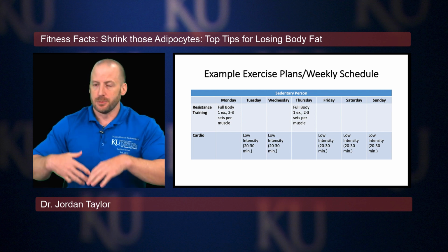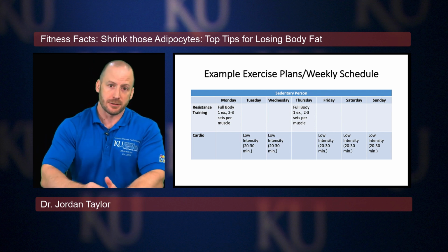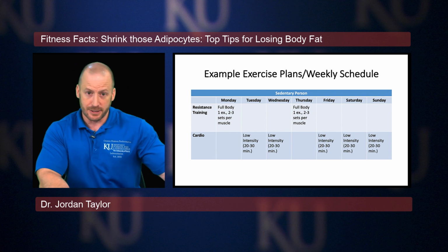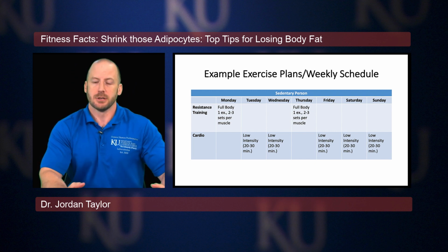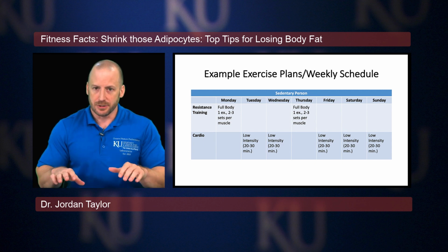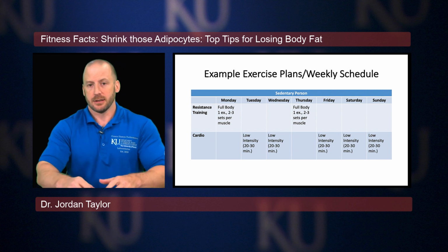We've got to get their aerobic fitness level up and build a fitness base. I'm not going to have them go out and do high intensity interval training if they've been sitting on the couch, they've had an office job, they haven't been active for 5 years. So low intensity, short duration, Tuesday, Wednesday, Friday, Saturday, and Sunday for cardio.